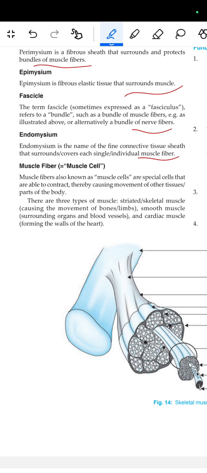Muscle fiber, a muscle cell. Muscle fiber, also known as the muscle cell, are special cells that are able to contract, thereby causing the movement of the other tissue parts of the body. There are the three types of the muscle: a striated, skeletal muscle causing the movement of the bone or limbs, a smooth muscle surrounding the organs and the blood vessel, and the cardiac muscle forming the walls of the heart.